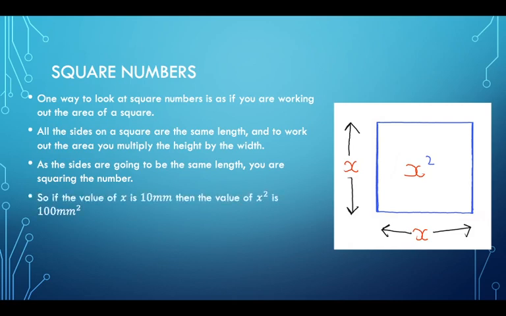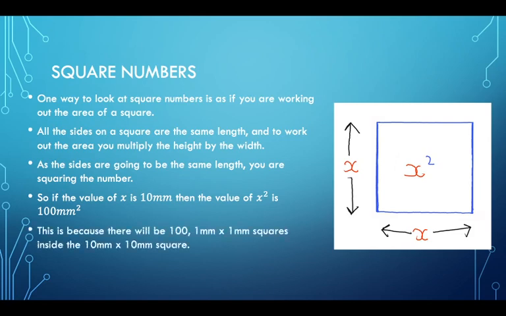So the value of x is 10 millimeters, and the value of x squared would be 100 millimeters squared. As shown in the diagram, you've got x times x equals x squared. This is because there'll be 100 1 millimeter by 1 millimeter squares inside the 10 millimeter by 10 millimeter square. That's why it's 100 millimeter squared rather than just 100 millimeters. If we're just working out the square of a number, we'd do it like this. So it'd be 10 squared, 10 times 10 equals 100.